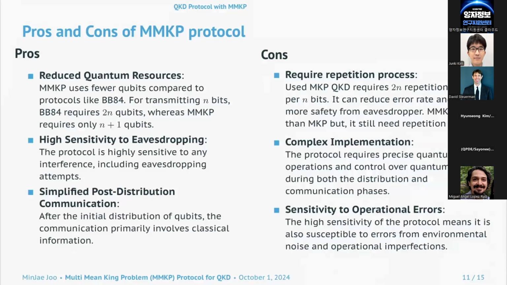However, there are also some disadvantages. The protocol requires a repetition process to ensure secure key distribution, which can reduce efficiency even though it enhances security. Furthermore, the implementation is complex as it demands precise quantum operations and control, making it technically challenging. Lastly, the protocol is sensitive to error caused by environment noise or operational imperfection, which can impact its overall reliability.